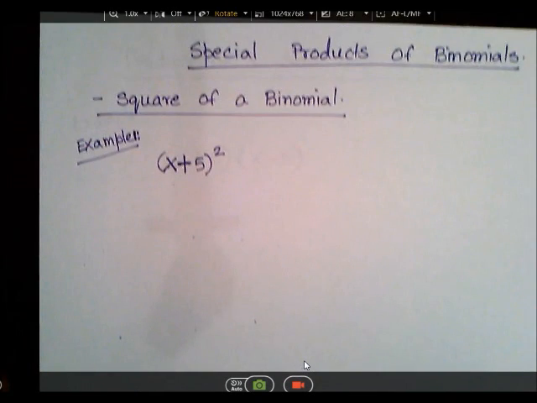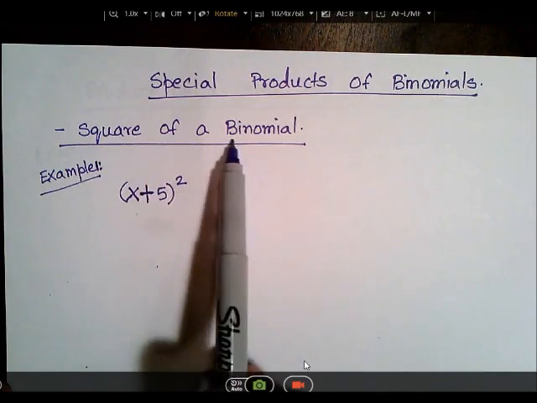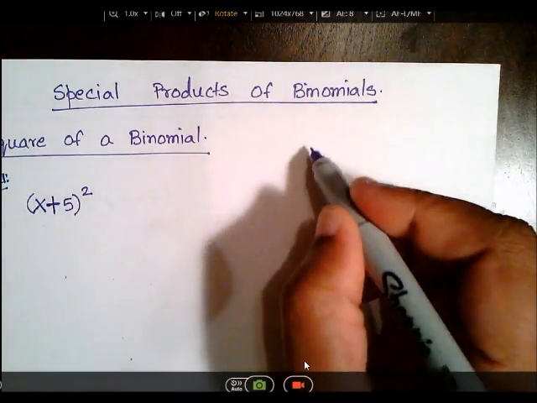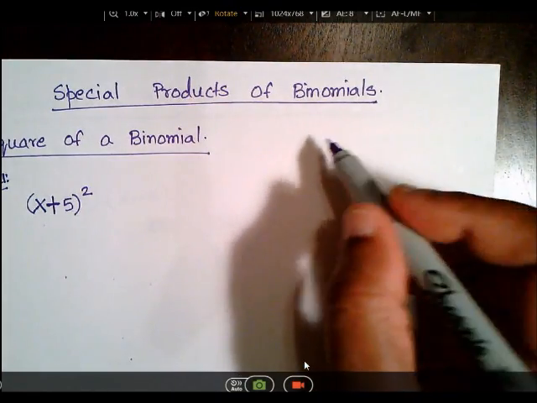Alright. So special products are, first, squaring a binomial, the square of a binomial. Here I would like to mention something. Say we square numbers, right? We square integers.